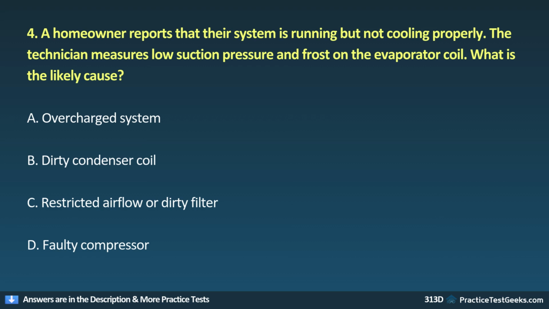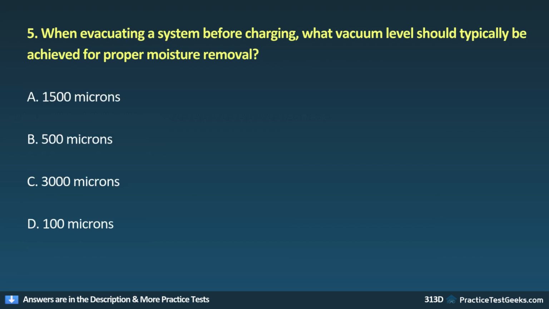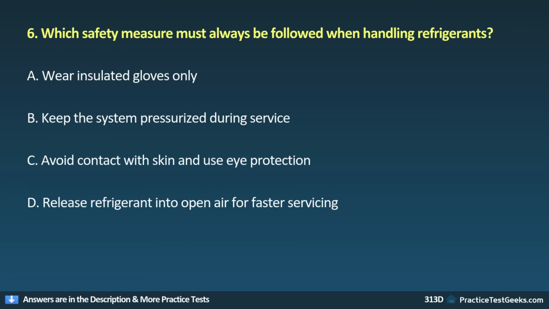D. Faulty compressor. 5. When evacuating a system before charging, what vacuum level should typically be achieved for proper moisture removal? A. 1500 microns. B. 500 microns. C. 3000 microns. D. 100 microns.